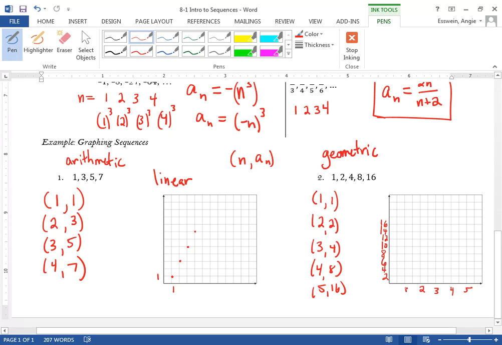So 1, 1, 2, 2, 3, 4. 4 jumps up to 8, and then we double from there. Every time we're multiplying by 2, right? That's the common ratio. So 5 jumps up to 16. So what function family is this when you're doubling every time? Exponential. Nice. So we had linear. Arithmetic is linear. Geometric is exponential.